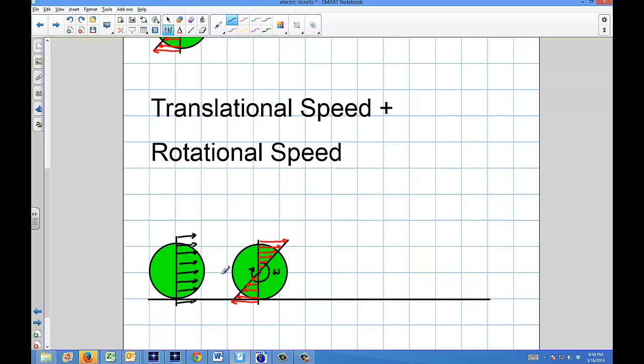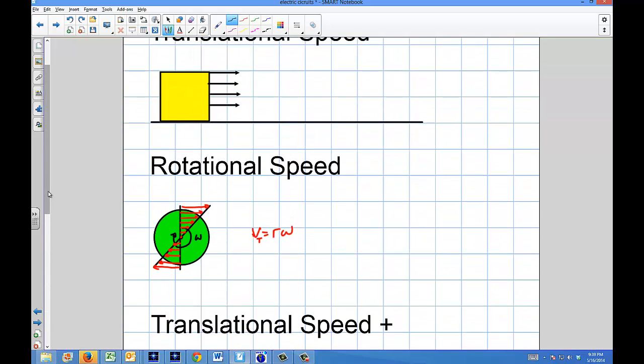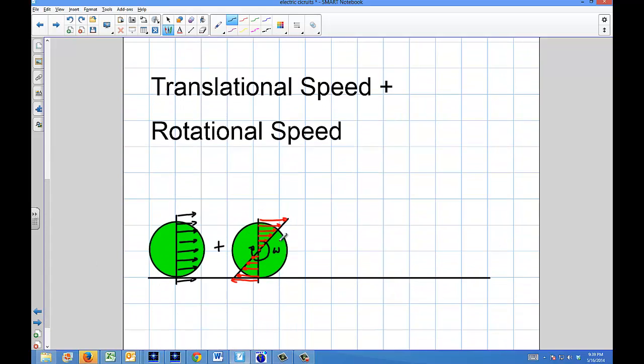So if I took these two profiles and I added them together, okay, in other words, if I have an object that's spinning and it's moving at the same time, now I have rolling motion without slipping, okay, because let's just go back for a second here. This is just dragging, right? And this is just spinning in place. But what if I spin and I move along the surface now?